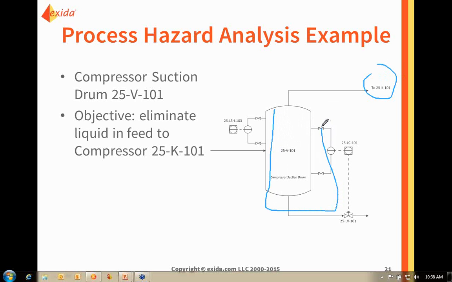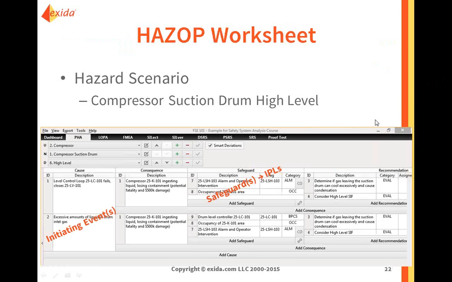Here's the vessel, the knockout drum, the suction drum that we're protecting, and there are some functions around it. So that's the basis of the concept. We've done a process hazard analysis where we've identified a couple of causes, which are your initiating events, at least in the action terminology. We've identified safeguards, and those safeguards could be IPLs. So there's a lot of information here that is very useful when we get to the layer of protection analysis.